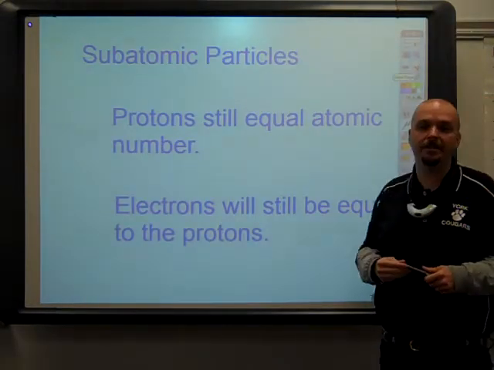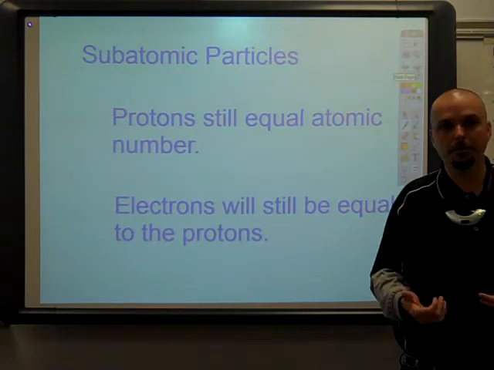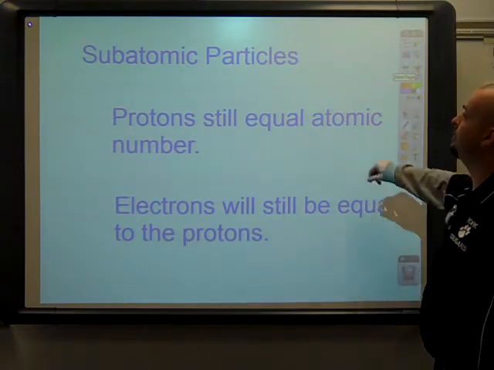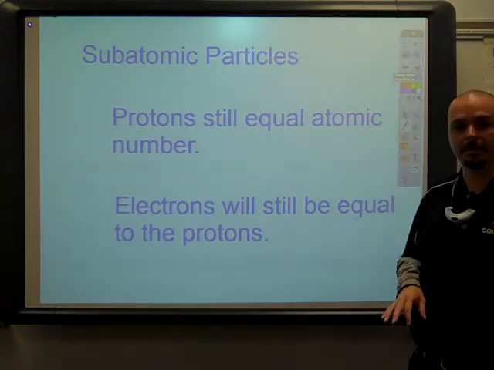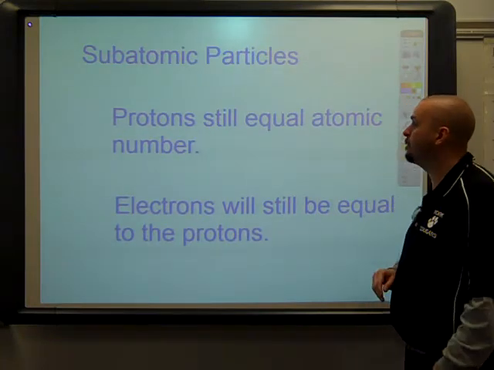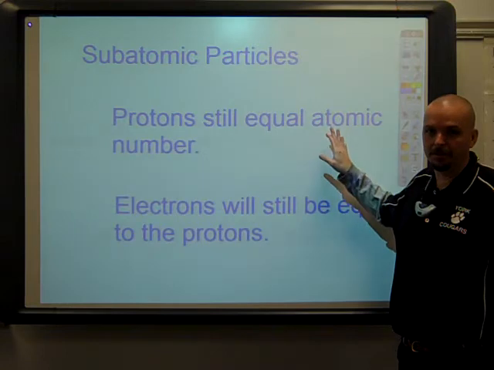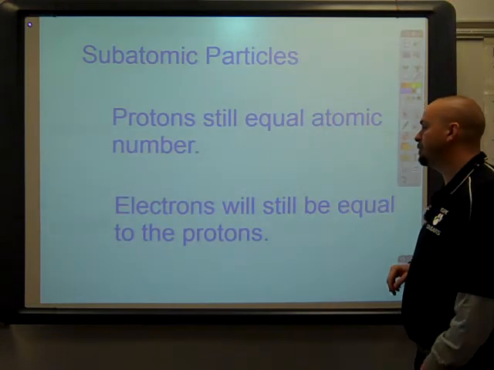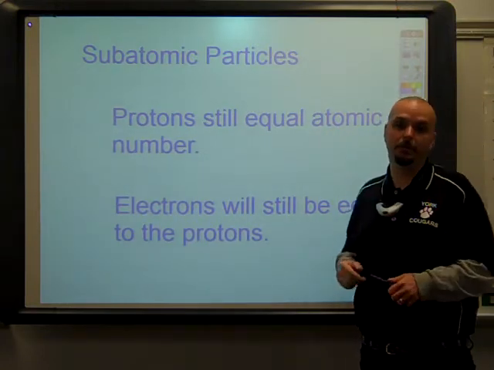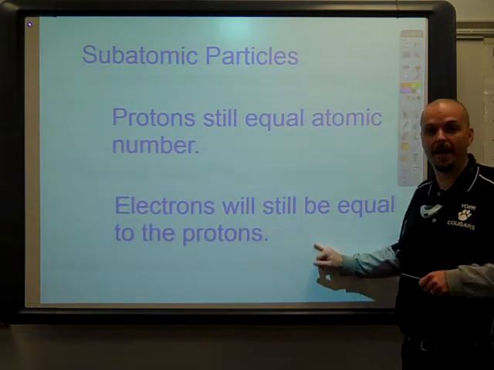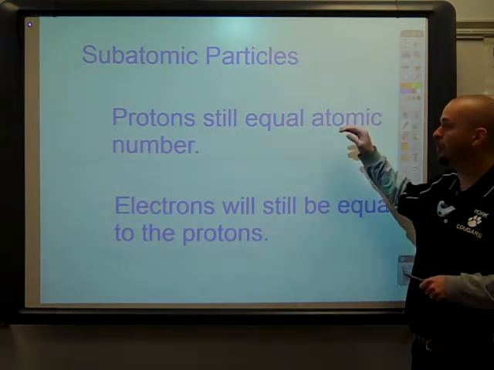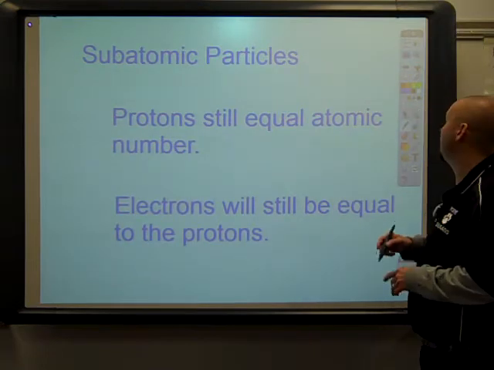Now, if you're presented with one of these isotope symbols, you have to use the information that's given to you to find the subatomic particles. Protons will still be equal to the atomic number. We don't do anything different there. They are the same elements, so they will still have the same number of protons. The electrons will still be equal to the number of protons. We're still dealing with those neutral atoms. For the atom to be neutral, the protons and electrons have to be the same.